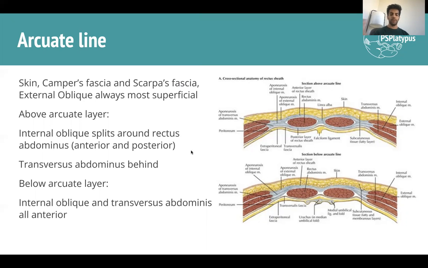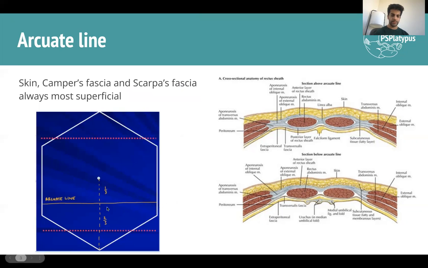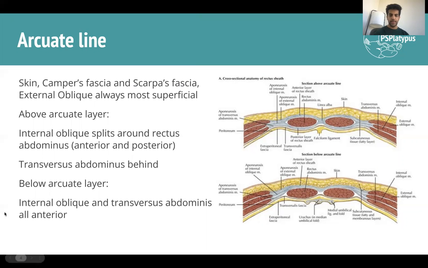What changes is below the arcuate line, okay? We're in this 2/3 area. What happens is your internal oblique and your transverse abdominis now are all anterior to your rectus abdominis. So your internal oblique doesn't split anymore. It just continues ahead of the rectus abdominis, and your transversus abdominis, this last muscular layer, also continues in front.